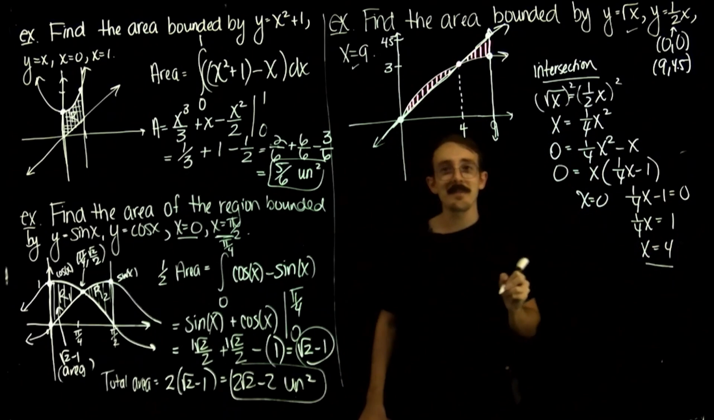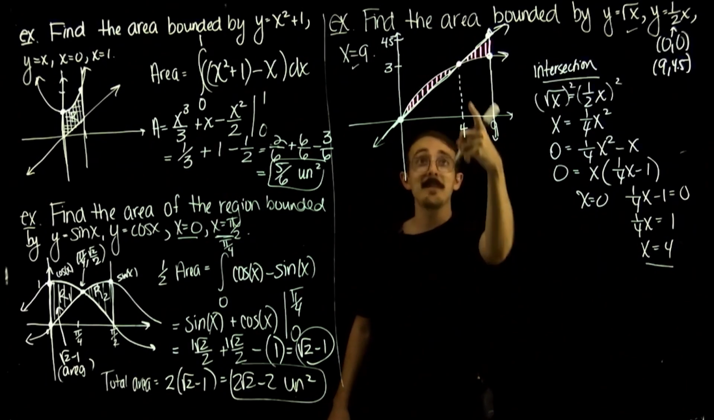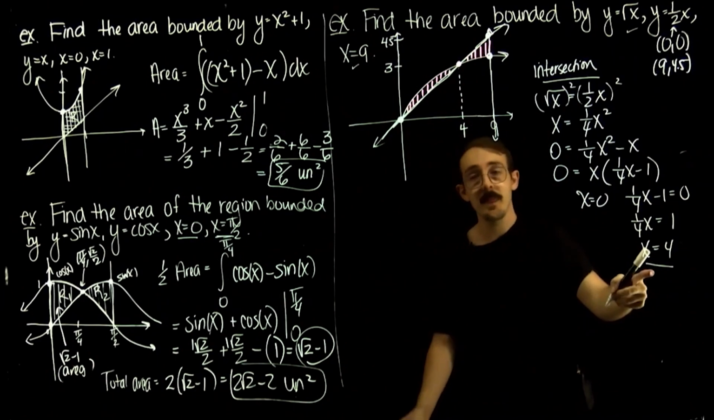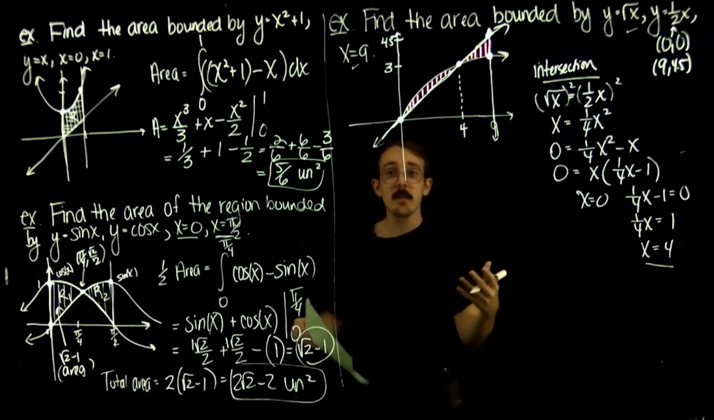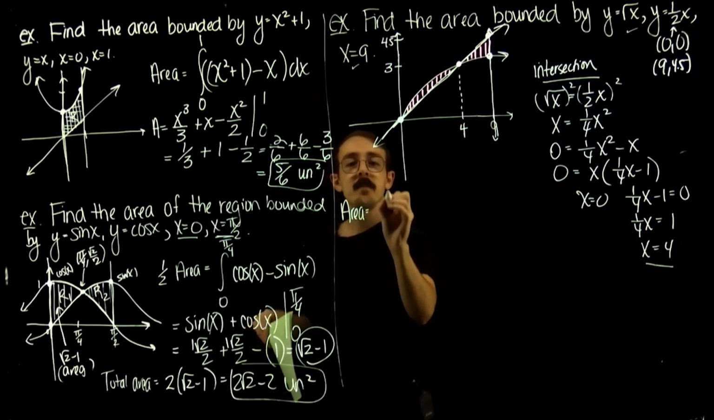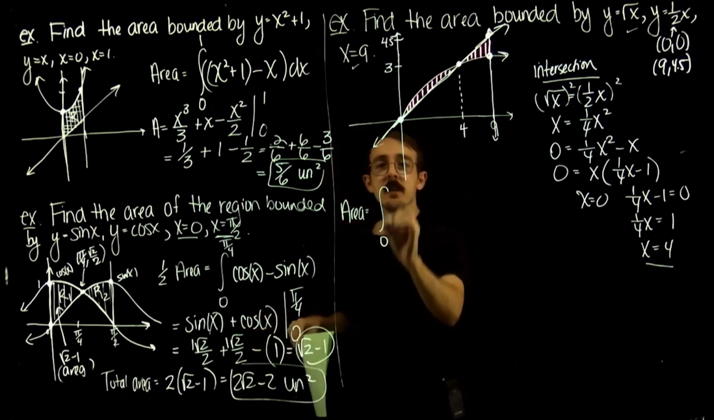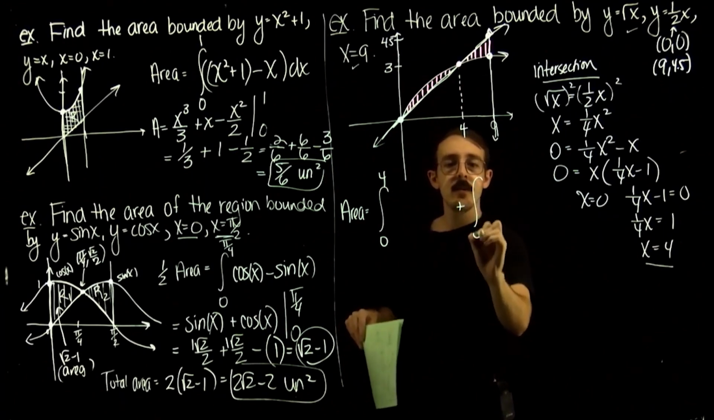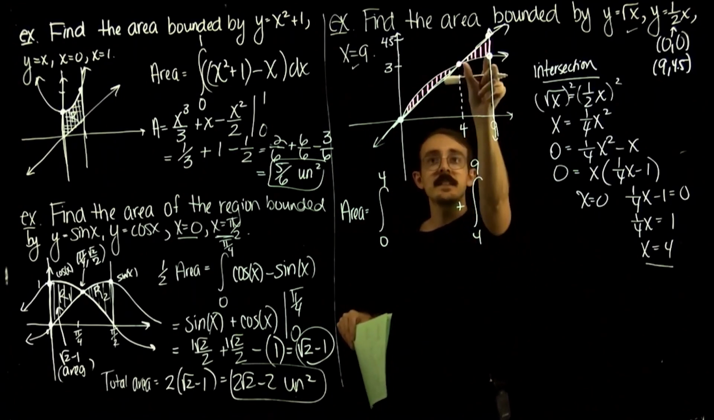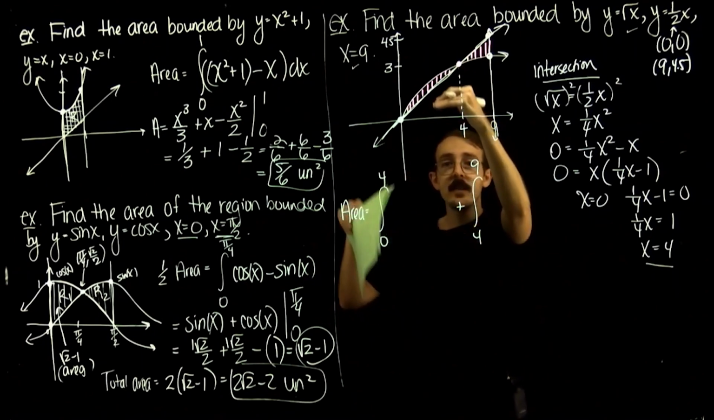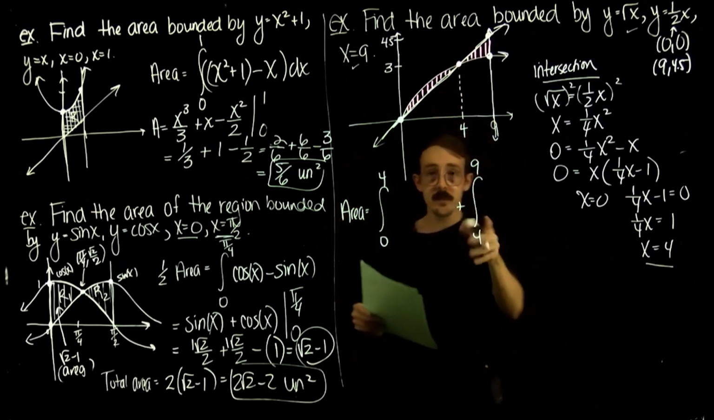My drawing's not great because it looks like I'm more than halfway, but this is actually supposed to be 4. So their intersection is going to be 4. That lets us know how to split up the formula. So my area is going to go from 0 to 4 for this first piece, plus 4 to 9 for the second piece right here. We're going to have to split it up because the function that's above switches at 4.